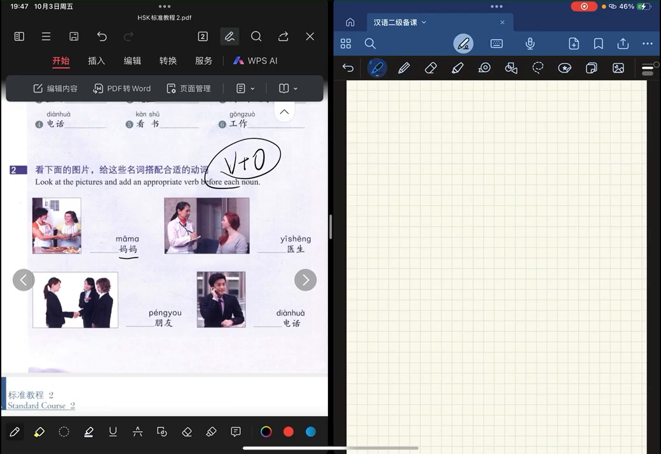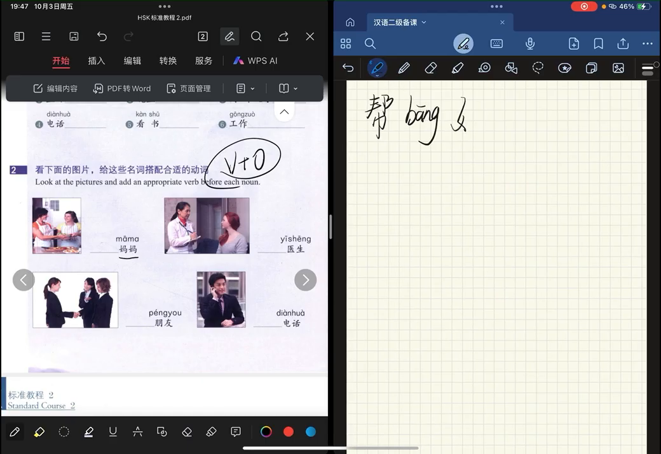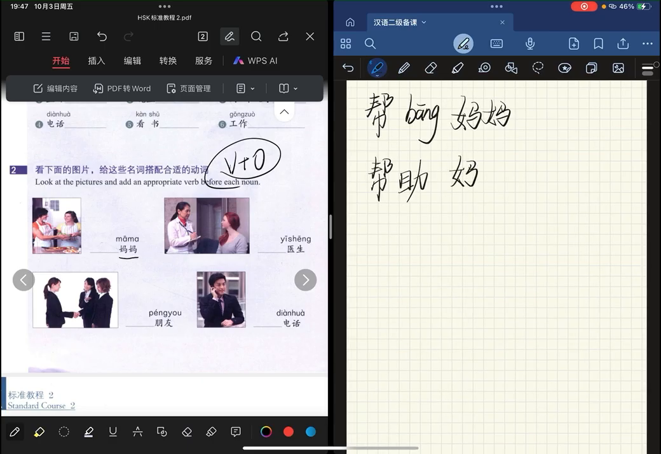So help in Chinese we can say 帮, help mom, help mother, 帮妈妈. Or we can say 帮助妈妈。帮助 also means help. 帮助妈妈。Okay, let's see the next one.